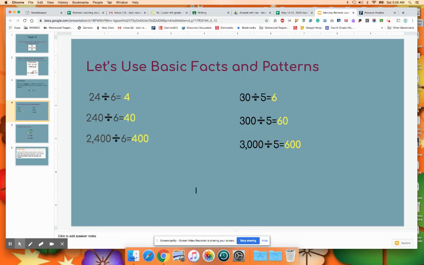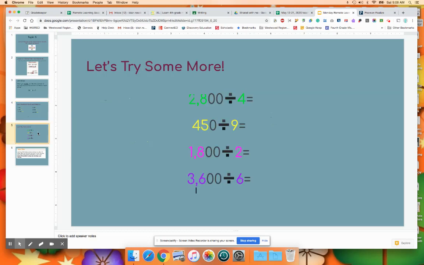The basic fact here, 30 divided by 5, is 6. Don't be thrown off when your basic fact has a 0 in it. Some of us are still making that mistake. 30 divided by 5 gives you 6, and then you have a 0. 30 divided by 5 gives you 6, and then 2 extra zeros. Or you can think of it in terms of the pattern. All right, so let's do some together.